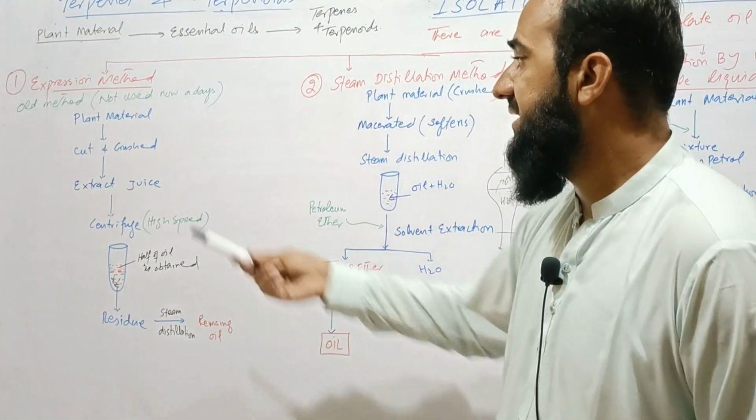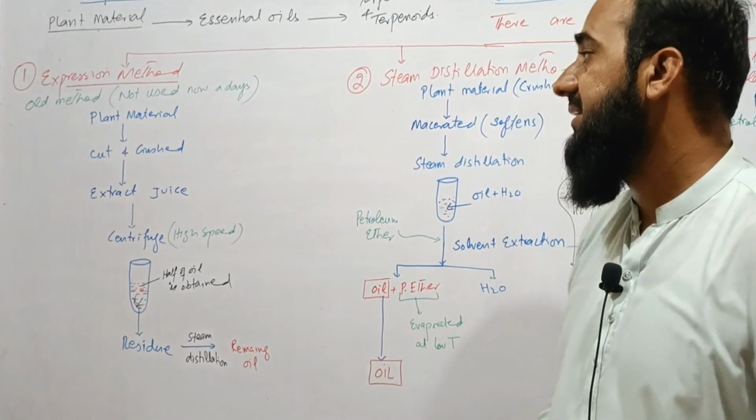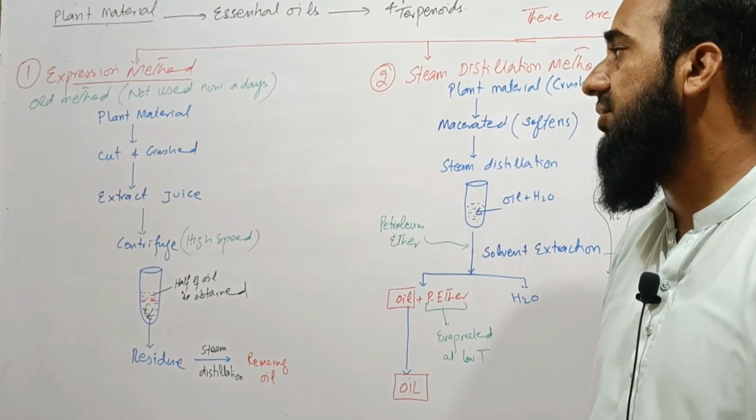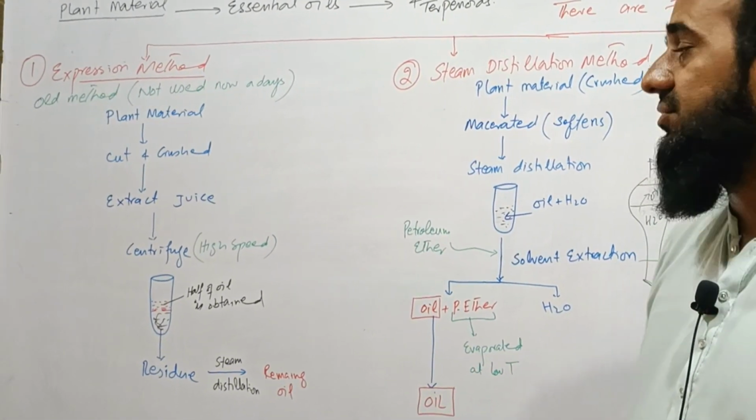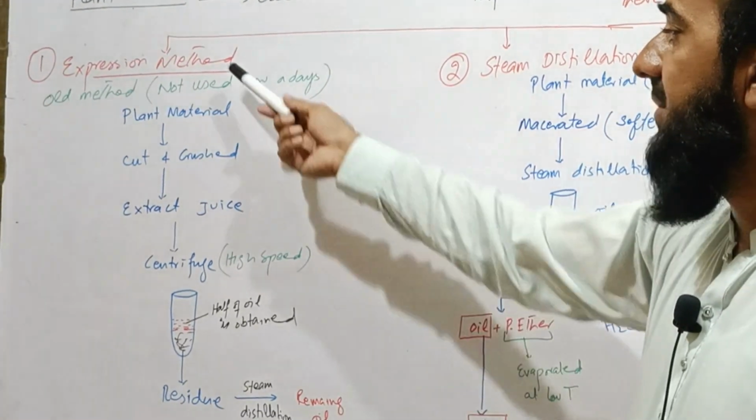So the first method is the expression method. This is one of the old methods, and nowadays we don't use this method due to the low yield of essential oil. So what happened in this method?